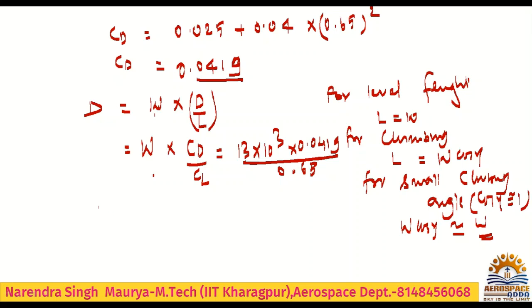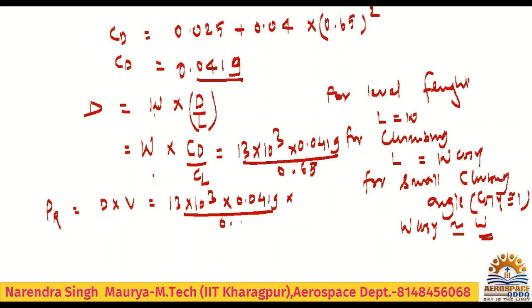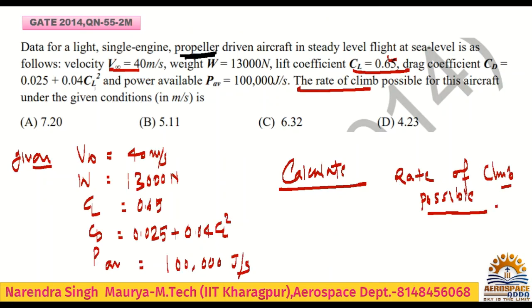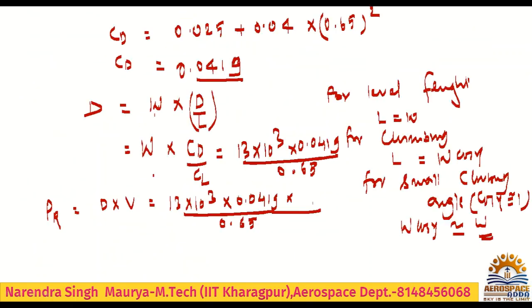Okay. What will be the required power? Required power will be drag into velocity. So drag is nothing but 13 into 10 to the power 3 into 0.49, into what is the velocity? Let me check. It is 40. So PR is nothing but, let me calculate this value, 13 into 10 to the power 3 into 0.0419 into 40 divided by 0.65, which is 33520.